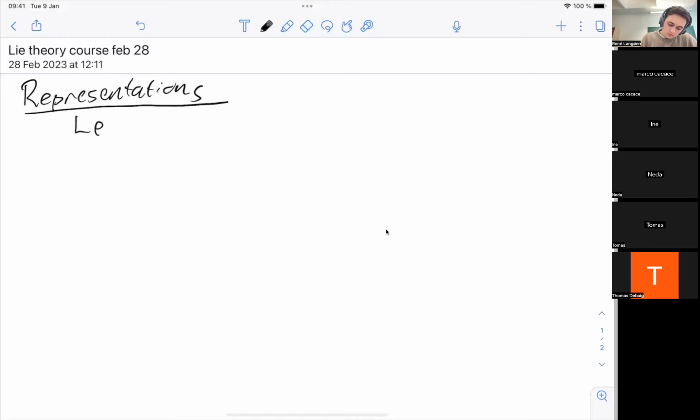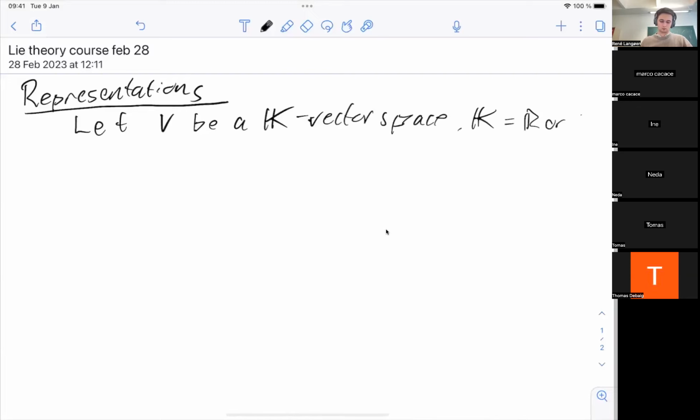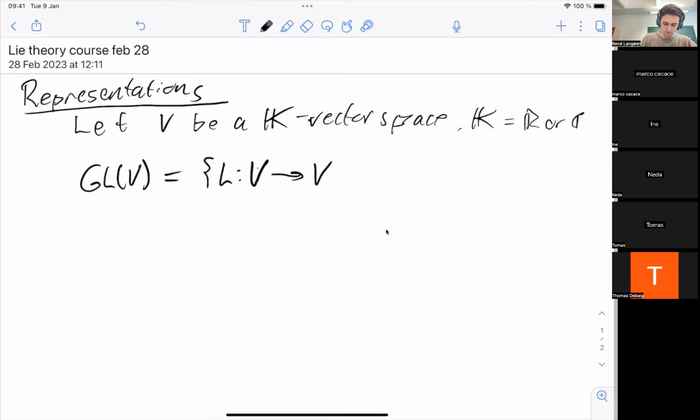So let V be a K vector space, where K is R or C. So we're considering either a real or complex vector space, and then the following group, which we write as GL(V), and it's all maps L from V to V such that L is K-linear and invertible.